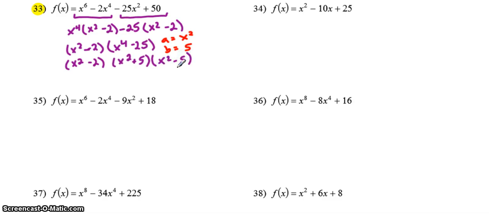At this point, you may be tempted to go further and say that x squared minus 5 can be factored further as a difference of two squares. But 5 is not a square number. Over here, I've got x squared plus 5. There's no such thing as a factorable sum of two squares, so I can't factor that any further. And we already talked about how x squared minus 2 cannot be factored any further. So this is the end of the line for this problem.